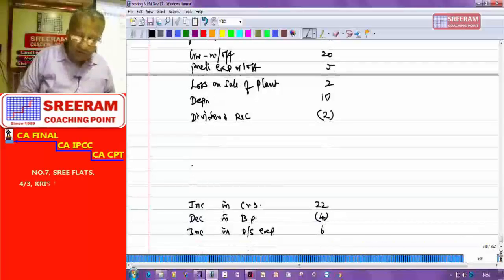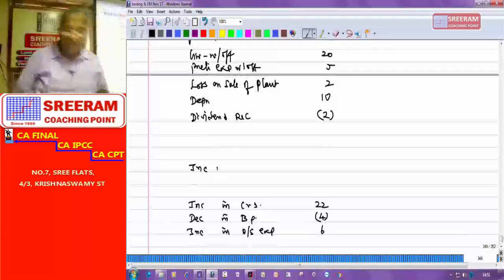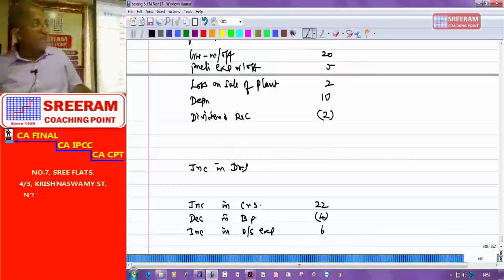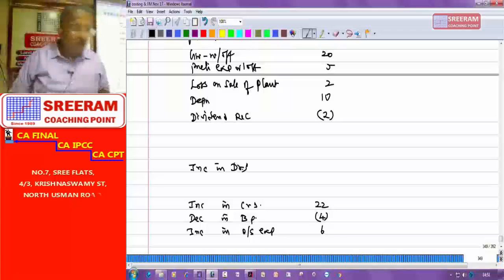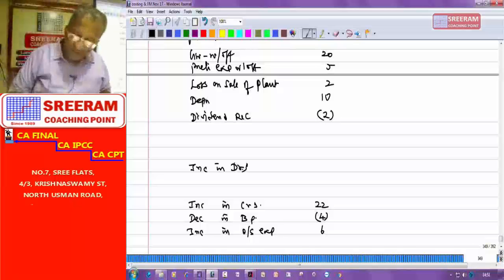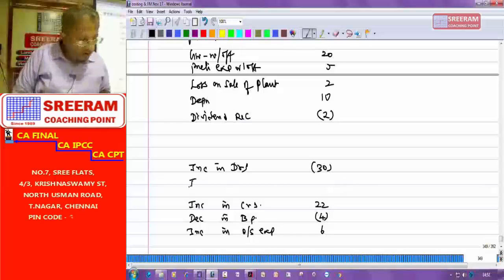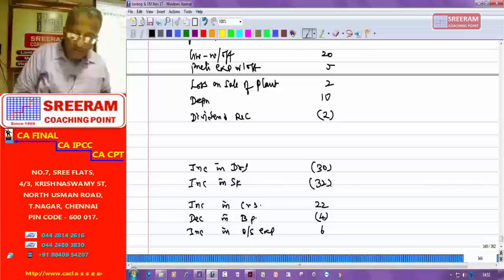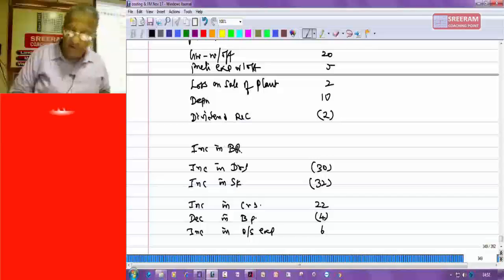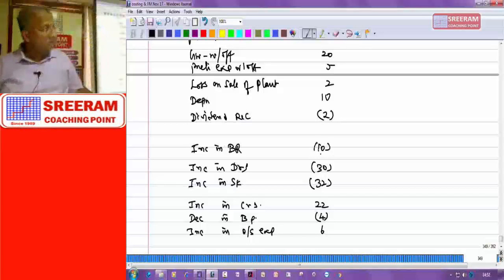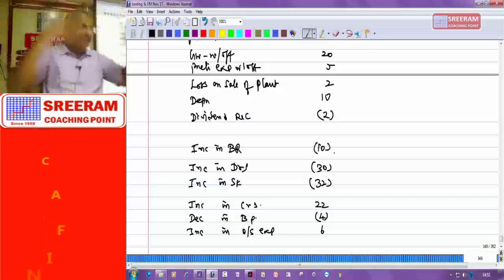Increase in debtors. Increase in debtors will result in inflow of cash or outflow of cash? Outflow of cash. How much is that? 30 within brackets. Next, increase in stock. How much? 32 within brackets. Am I right? Bills receivable. Increase in bills receivable. How much? 10, also within brackets. All items we have taken up.